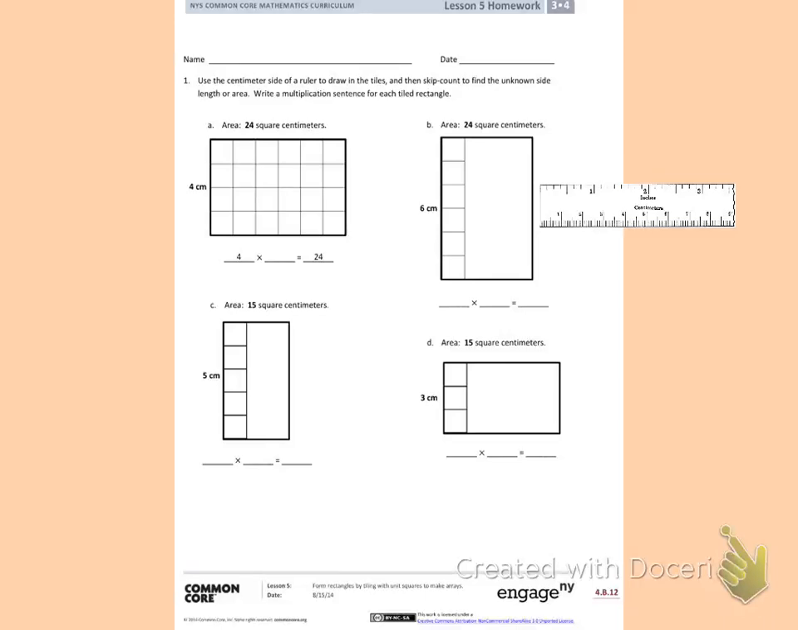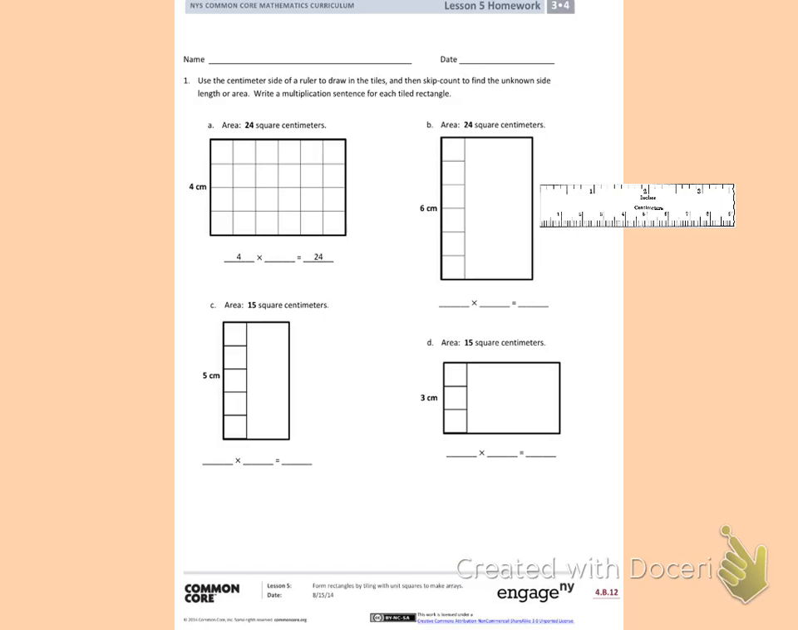Module 4, Lesson 5's objective is to form rectangles by tiling with unit squares to make arrays. Item 1. Use the centimeter side of a ruler to draw in the tiles, and then skip count to find the unknown side length or area. Write a multiplication sentence for each tiled rectangle.